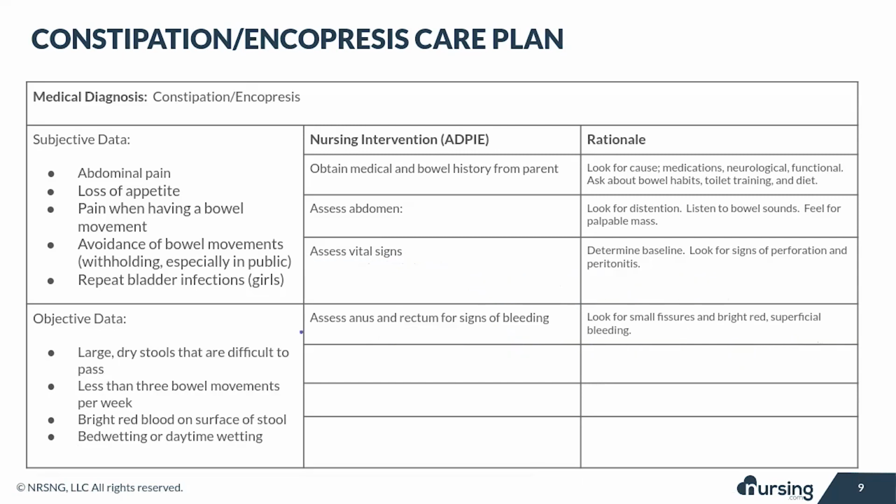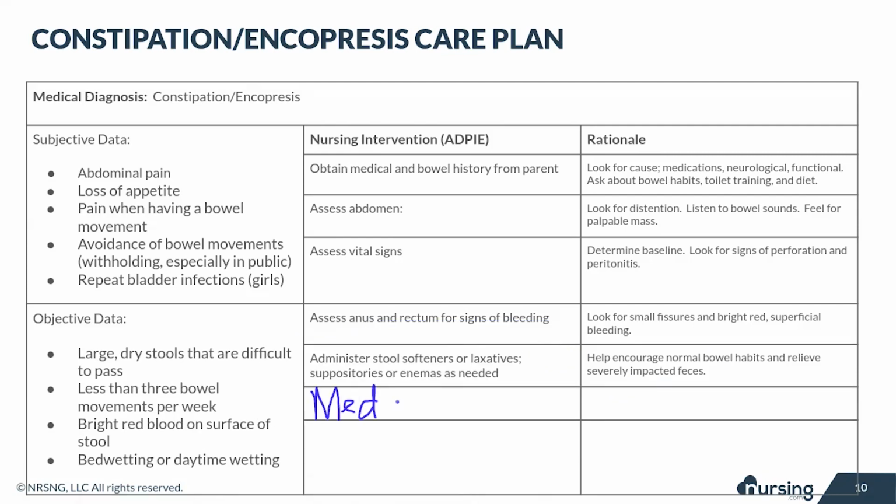To continue our assessment, we want to make sure that we assess the anus and rectum for any signs of bleeding. And when we're doing this, we're thinking about the possible complications like fissures and rectal bleeding. So when you take that history from the parent, we need to talk to the parent and find out if they have seen any bright red bleeding in the stool or even on the toilet paper when the child is wiping. Then we need to assess the anus and rectum and just look for signs of bleeding because remember, these need to be treated because we don't want them to get infected.